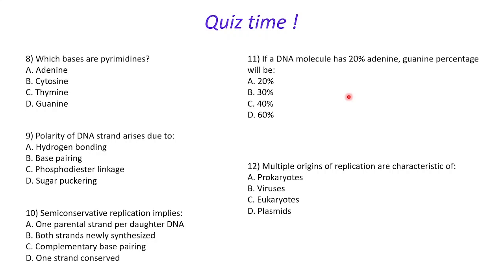Which bases are pyrimidines? Adenine, cytosine, thymine, or guanine? Which bases are pyrimidines? Yes, B and C. Correct. Okay. B and C are correct for question number 8. Question number 9. Polarity of DNA strand arises due to hydrogen bonding, base pairing, phosphodiester linkage, sugar puckering.